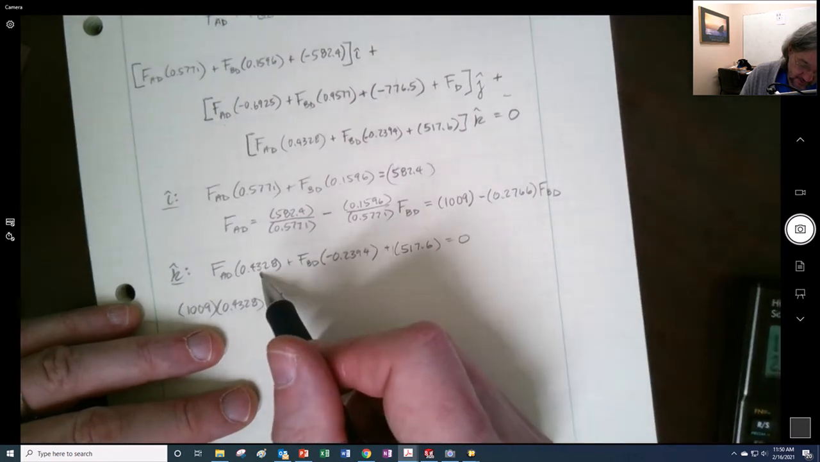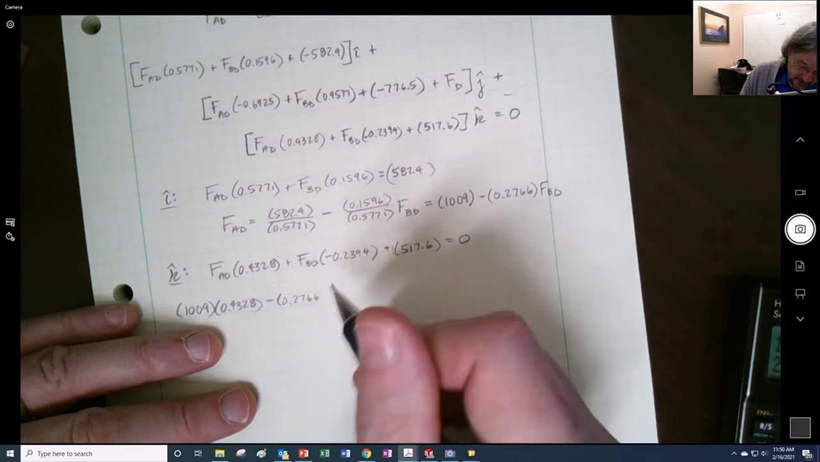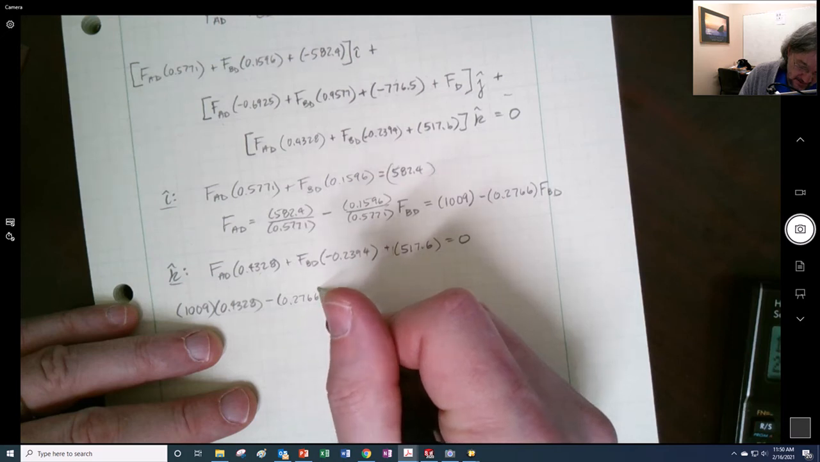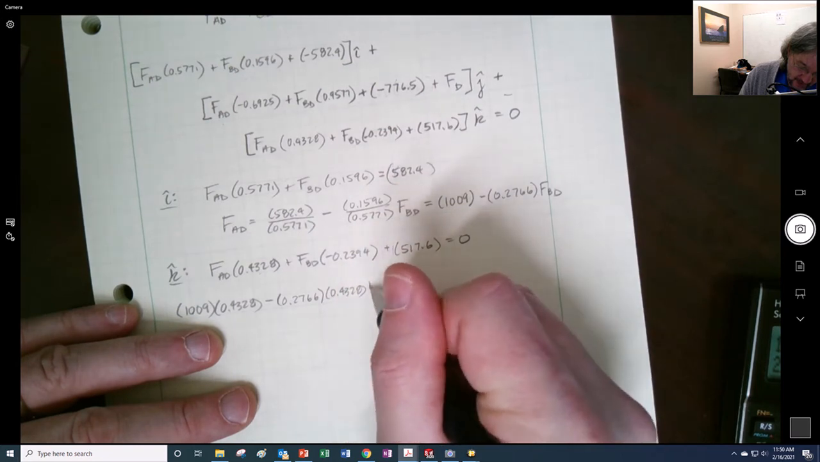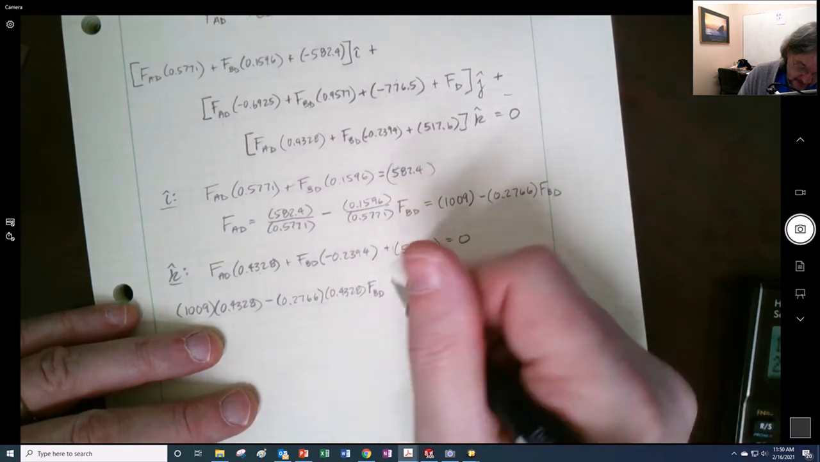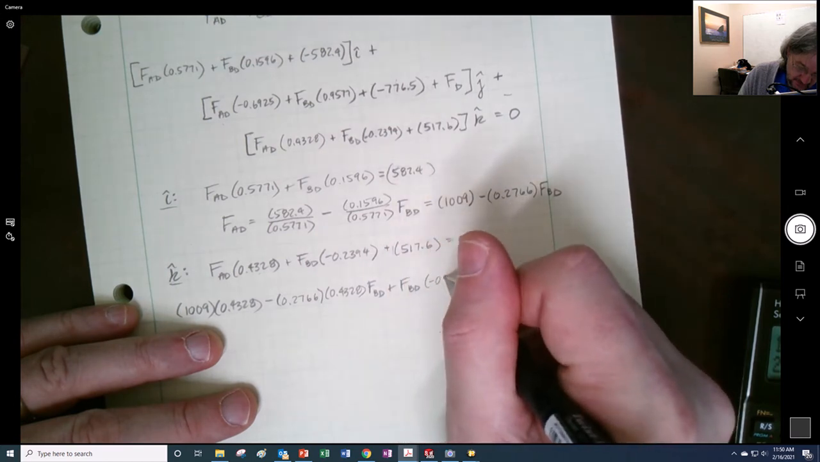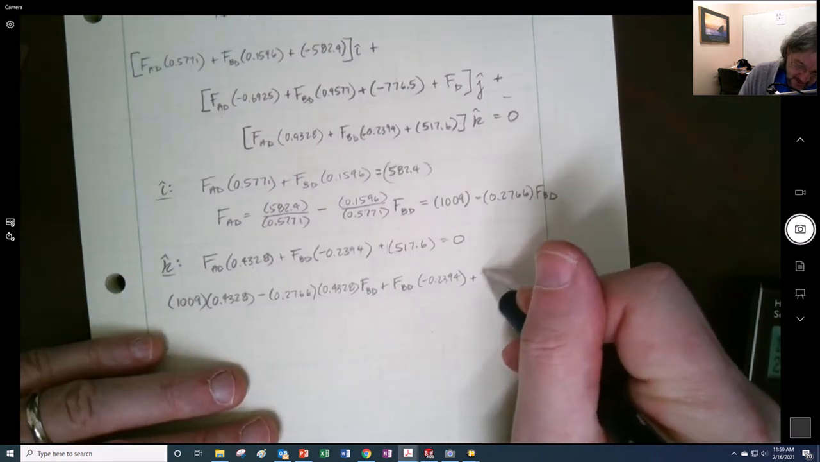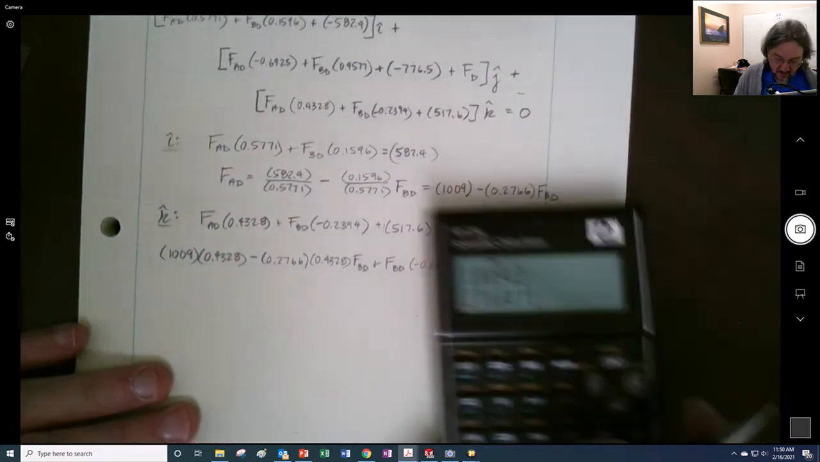what am I doing here? Okay, I'm going to take minus 0.2766. Is that right? Yeah, 0.2766 times 0.4328 FBD plus FBD negative 0.2394. I just keep this here for the time being. I could move it over to the other side. But let's see.